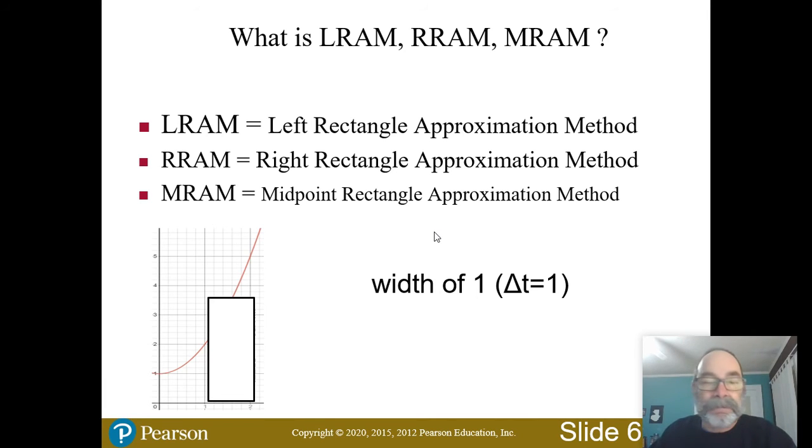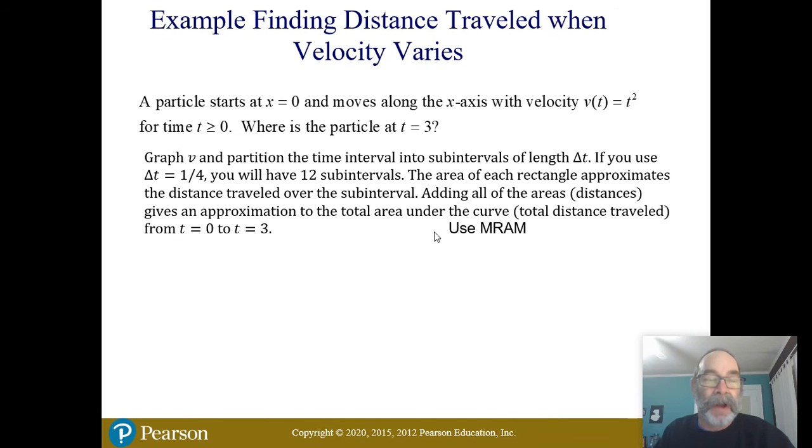So that was a left-hand rectangular or a left-hand sum. The right-hand sum would be the tall rectangle, and then a midpoint sum would be right in the middle, where the midpoint between 1 and 2 would be. That's what those 3 things there are talking about.